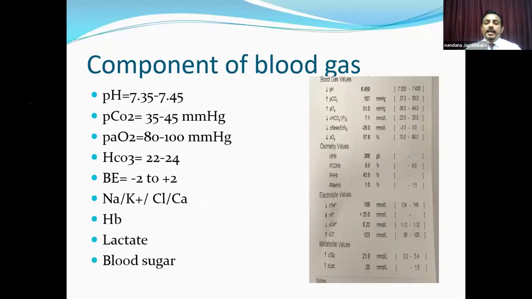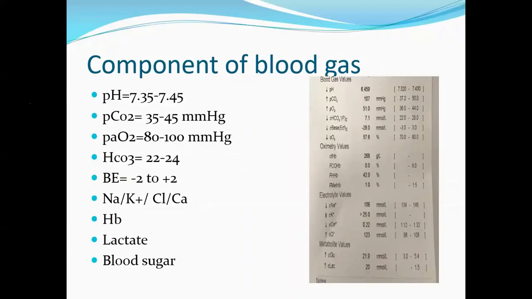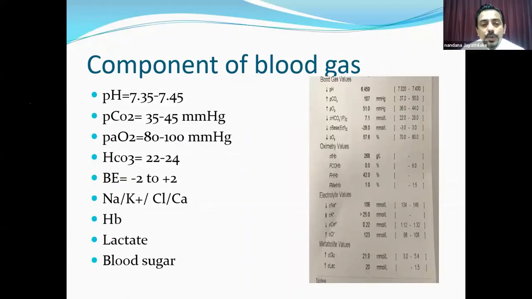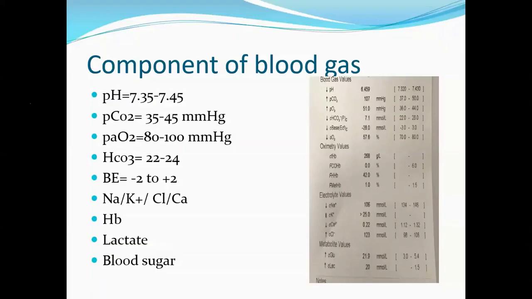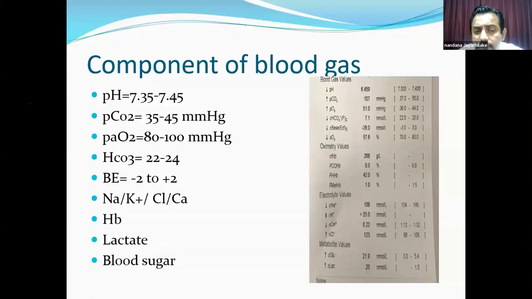What are the components of the blood gas? This is some of the components. pH is usually 7.35 to 7.45, PCO2 35 to 45 millimeters of mercury, and PaO2 80 to 100, and bicarbonate normal value is 20 to 24. This all you can understand. And base excess, which is -2 to +2. I'll explain what is basic.